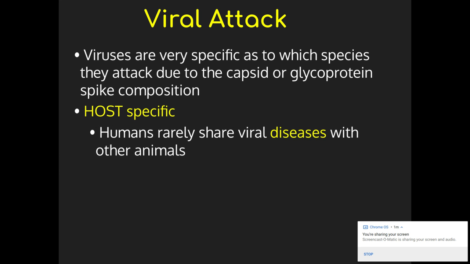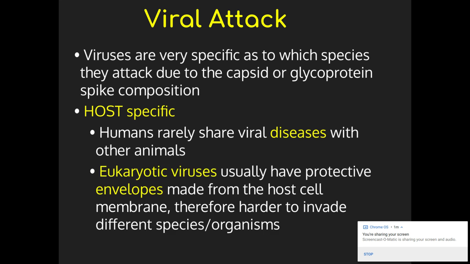Okay, so humans really share the same viral diseases with other animals. In the case of mammals, like rabies is in most mammals, but we're not usually going to get something that attacks a bacteria. Okay, so eukaryotic viruses usually have envelopes on them, and that's because whenever they leave the host cell, they're going to take part of the host cell with it. So therefore, most eukaryotic viruses have some type of cell membrane from the host cell.